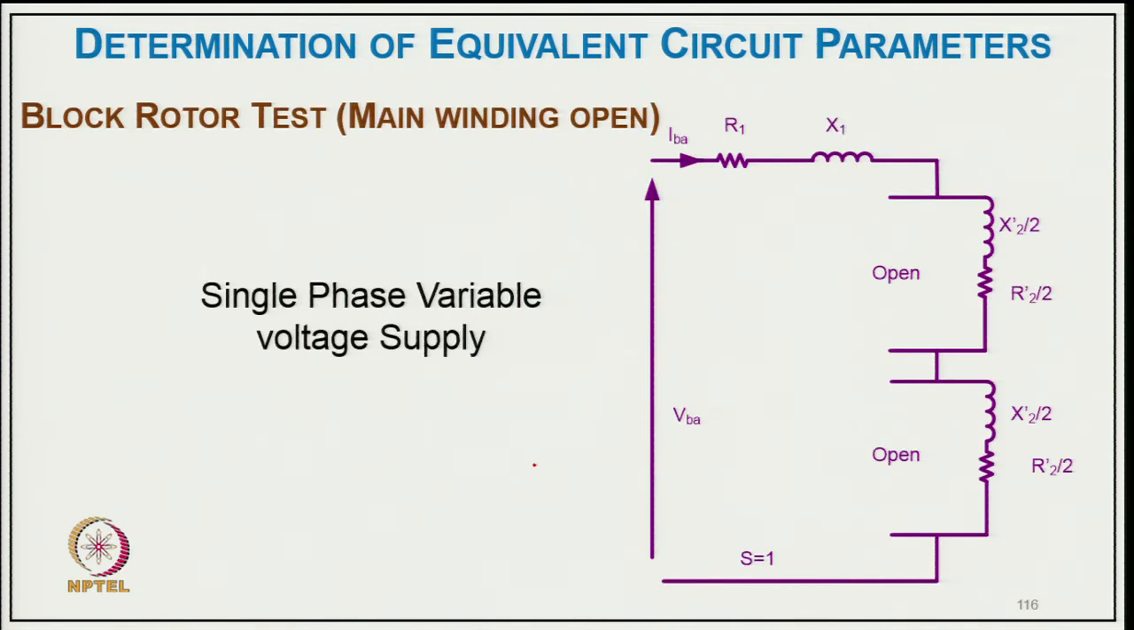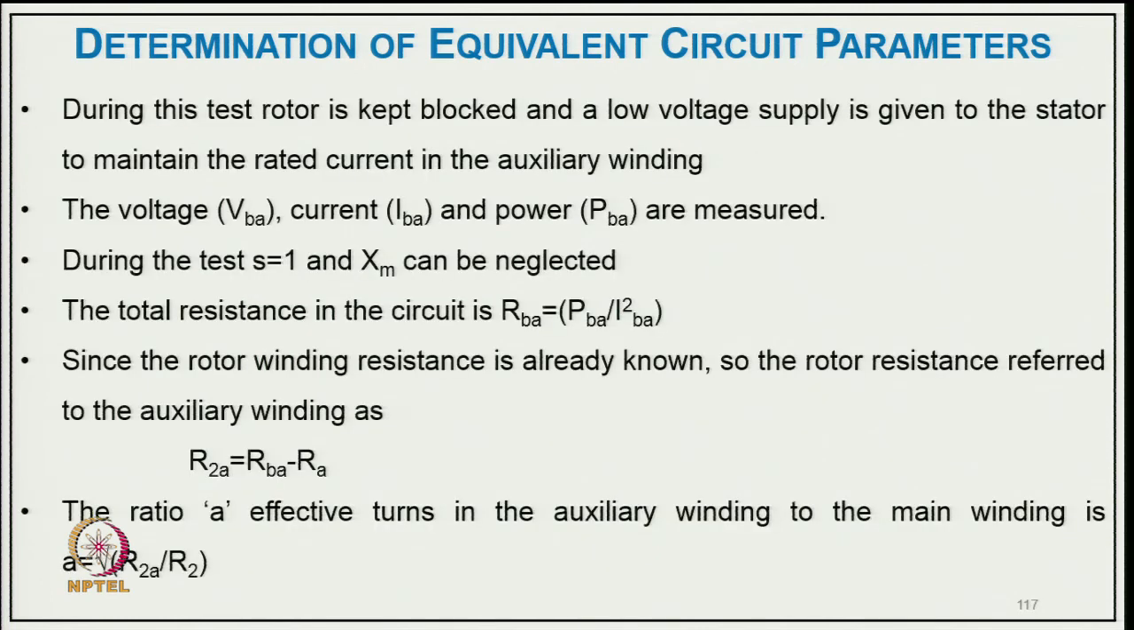Now, the block rotor test in the main winding, with the single phase supply voltage. During this test the rotor is blocked with the stator to maintain the rated current, and the voltage VBA and power PBA are measured with the auxiliary winding. The total resistance is RBA equal to PBA upon IBA square. So, the stator winding resistance is already known, so the rotor resistance can be R2 equal to RBA minus RA.